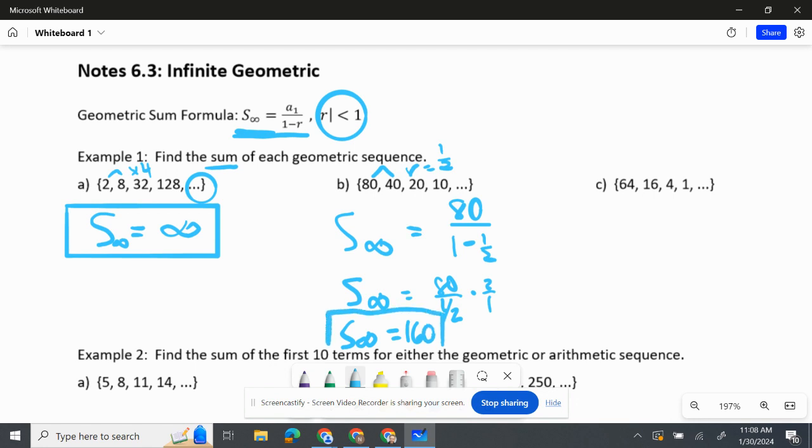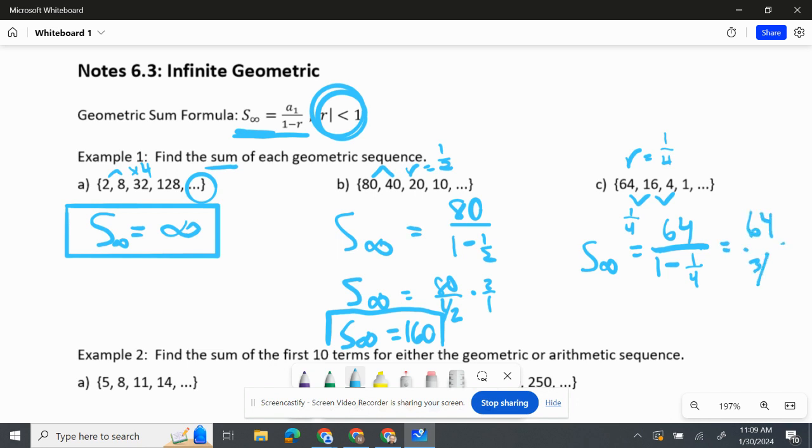And then for letter C, we see that our common ratio, if we're looking at this, it's dividing by a fourth. So once again, a fourth is less than 1. So the sum of an infinite is equal to 64 over 1 minus a fourth. 1 minus a fourth is 3/4, so that would be 64 over 3/4. Once again, keep, change, flip. So that means it's 64 over 1 times 4 over 3. And that would be 256 over 3.